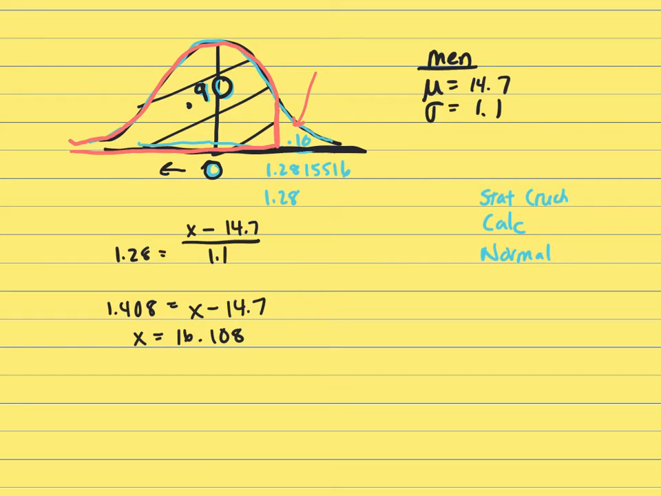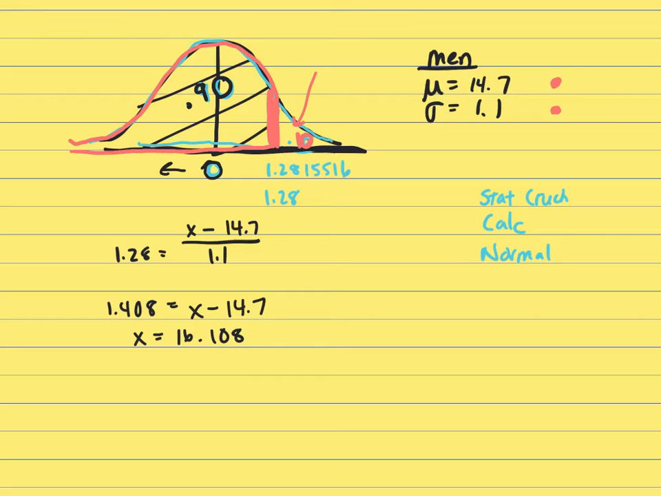Men have hip breadths that are normally distributed with a mean of 14.7 and a standard deviation of 1.1. Find the hip breadth for men that separates the smallest 90% from the largest 10%. So we're trying to find an X value, which represents hip breadth. That's the number that separates the 90% from the 10%.